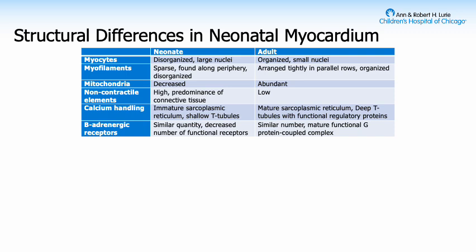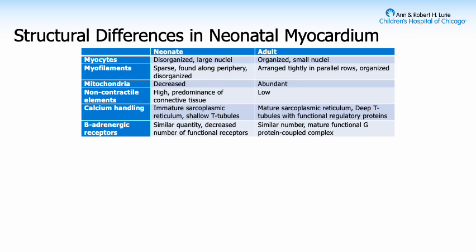There are structural differences in the neonatal myocardium that render it very different in its response to changes in those cardiac factors and vascular factors that go into cardiac output. So neonatal myocytes are very disorganized with sparse myofilaments and decreased mitochondria. There's a high predominance of non-contractile elements like connective tissue in the neonatal heart. It handles calcium differently because it has immature sarcoplasmic reticulum, meaning that there are low intracellular calcium stores, and calcium is very important for actin and myosin interaction for myocardial contractility.